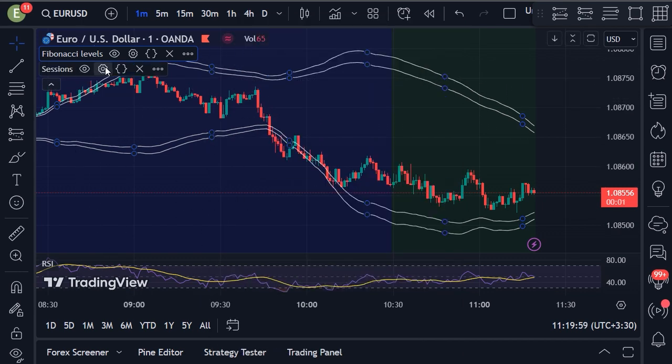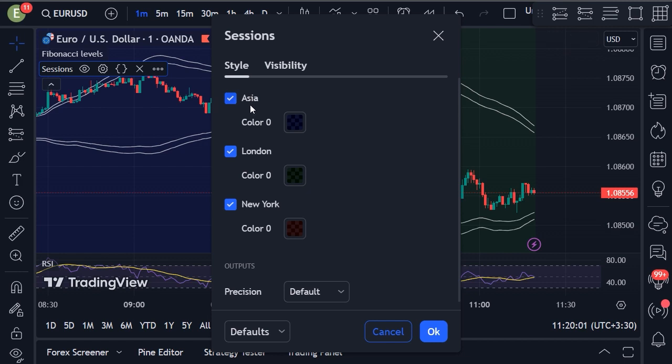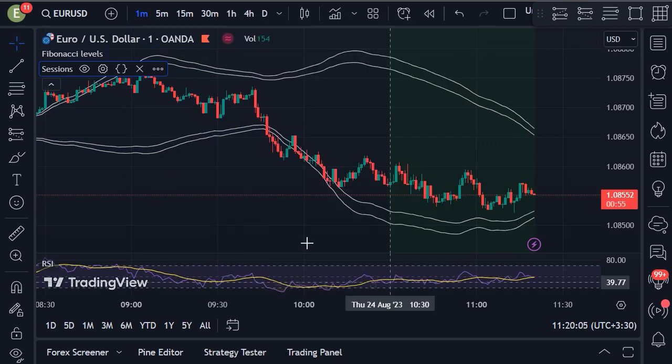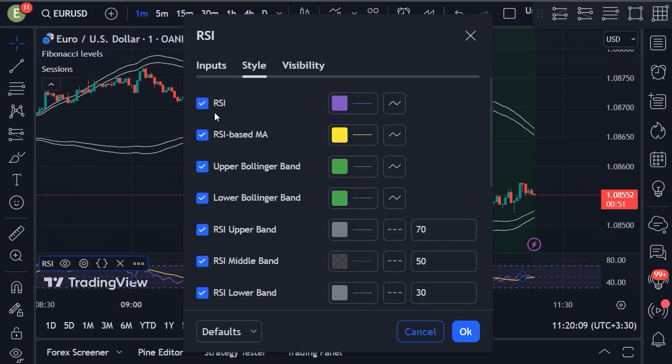Now go to the session settings. Here, uncheck the Asia option. Next, go to the RSI settings and uncheck the RSI based moving average option in the style section.